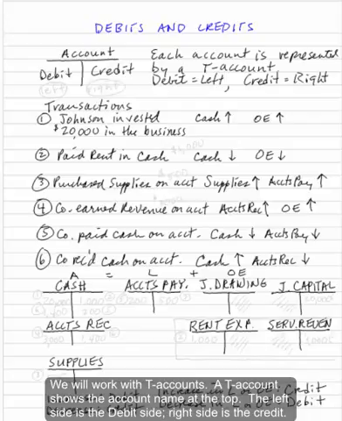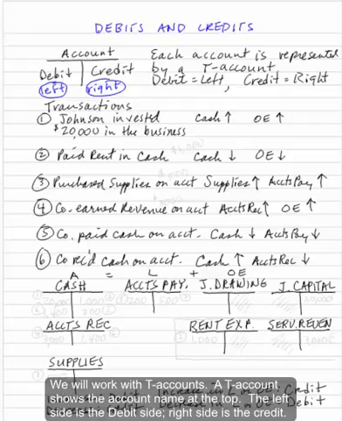The name of the account goes above the T. The left-hand side is called the debit side. And that word debit, you could take that to mean left. That's all it means, is left. And the other side is called the credit side. A good definition for credit is put it on the right. So basically debit and credit mean left and right.